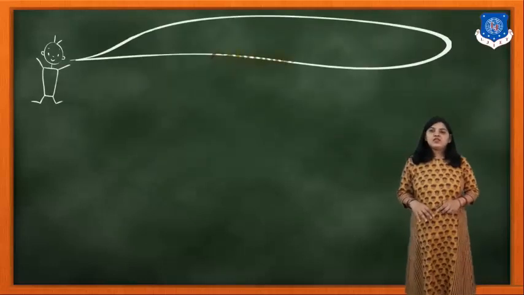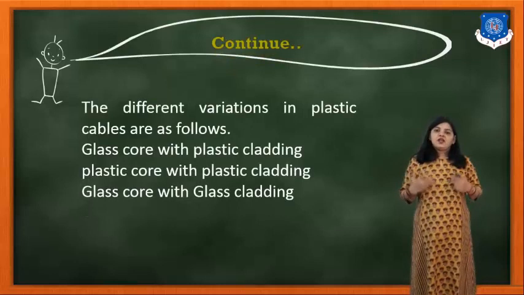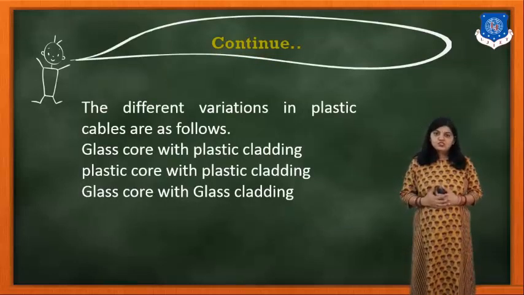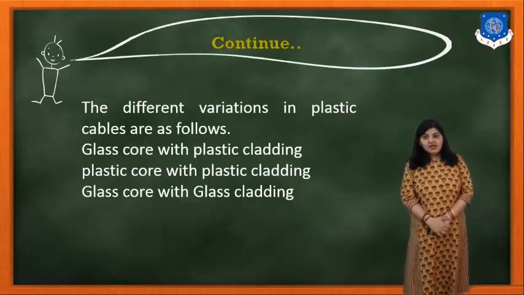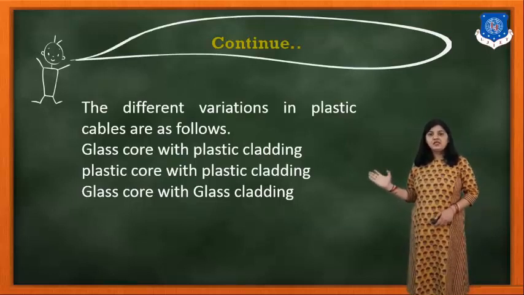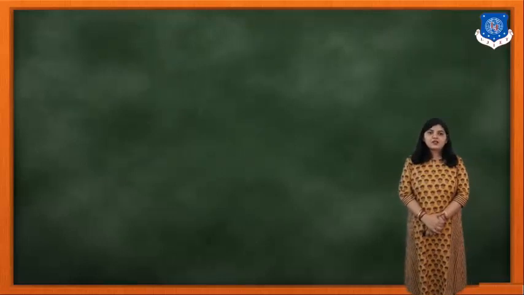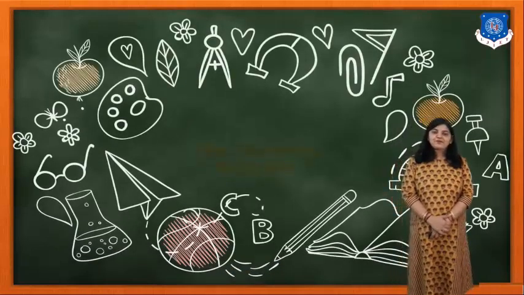So different variations in the plastic cables can also be used. It's a glass core with plastic cladding, plastic core with plastic cladding, or glass core with glass coating, which can be used to make the fiber.